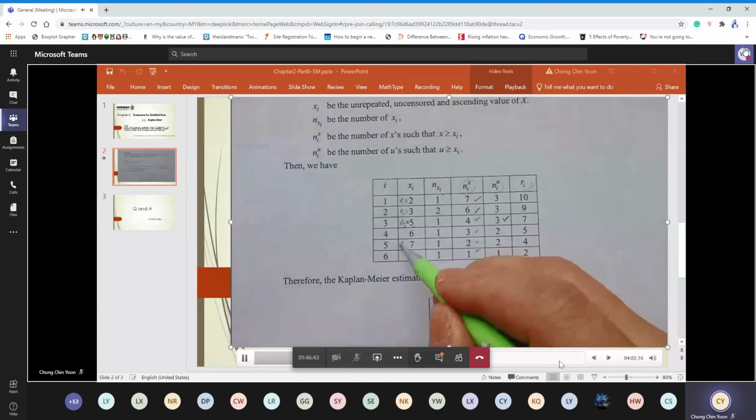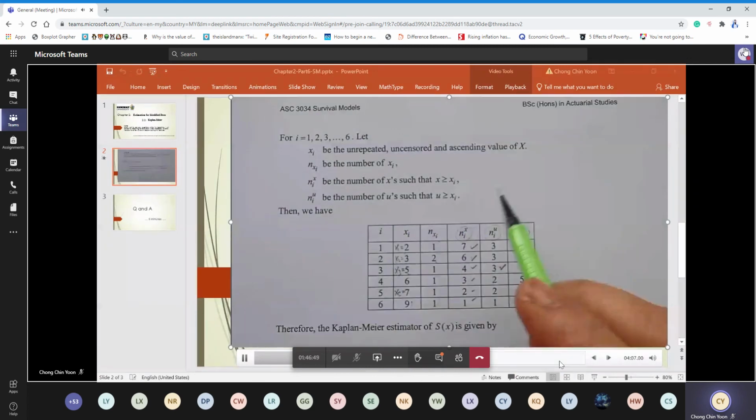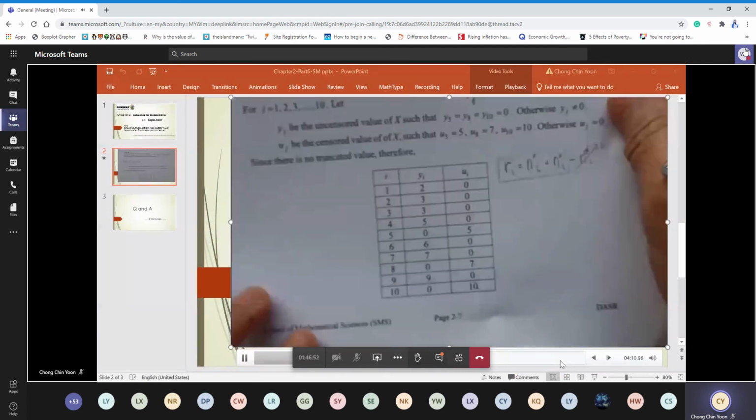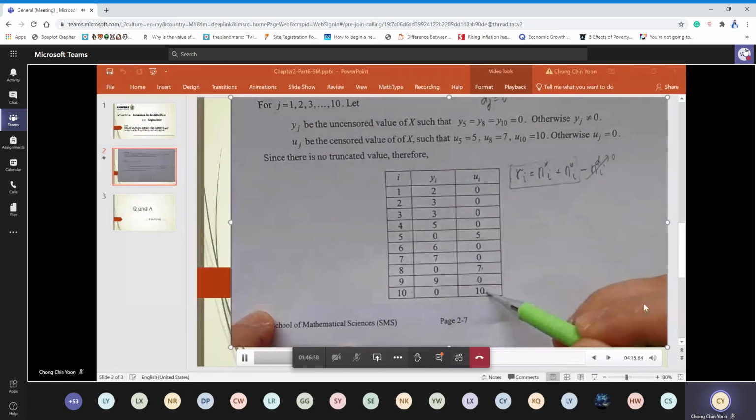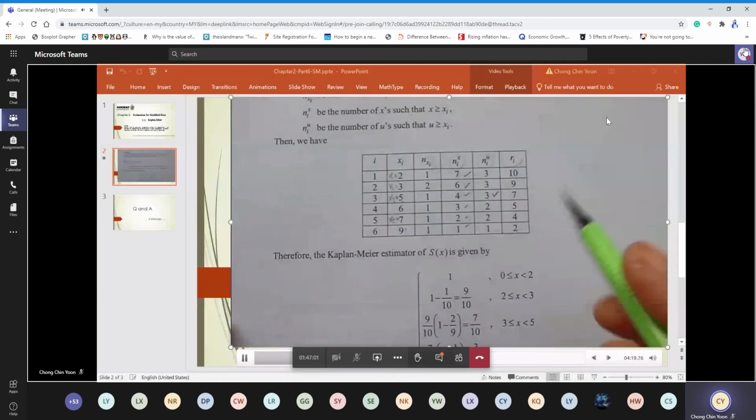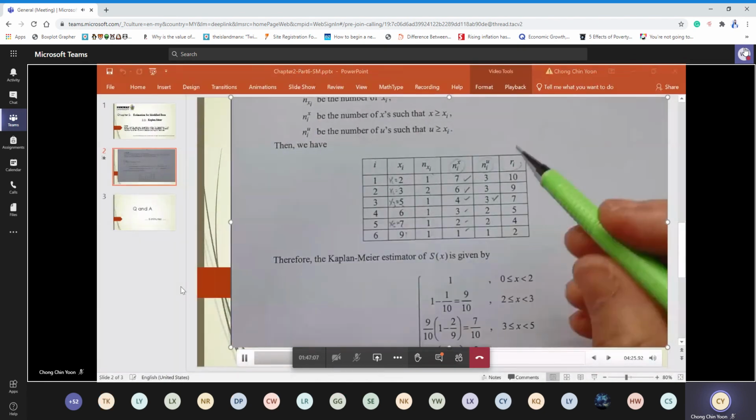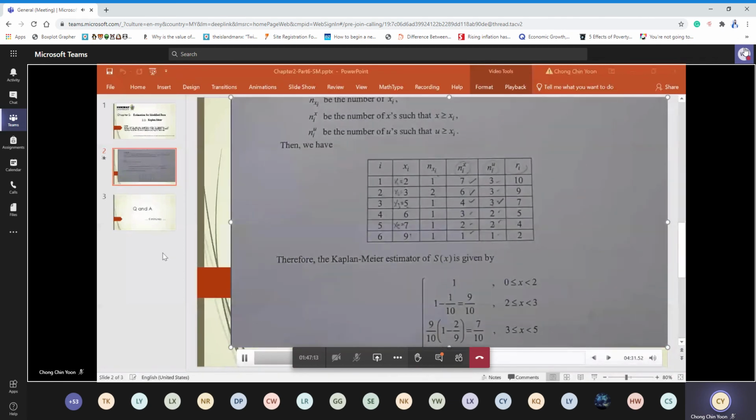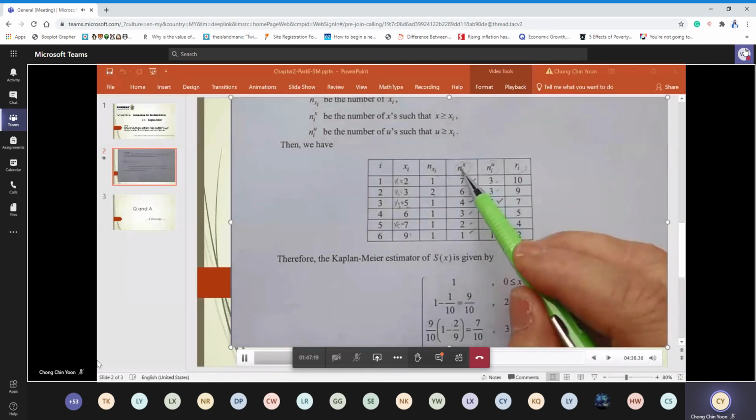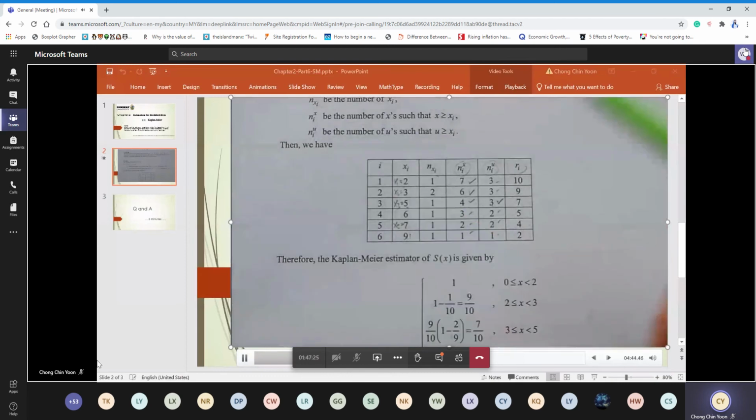Let me choose x5 is 7. How many u values are more than or equal to 7? You can see from here again that I have only 2 values, that is 7 and 10, which are more than or equal to 7. So in this case, we have only 2 values. The rest should be no problem to calculate. So our risk set value is equal to this plus this. You sum this column and this column, and you will have this risk set value, corresponding to the x_i.